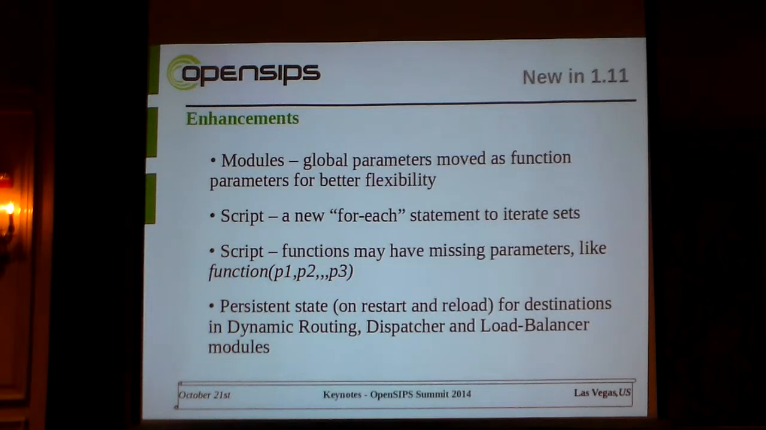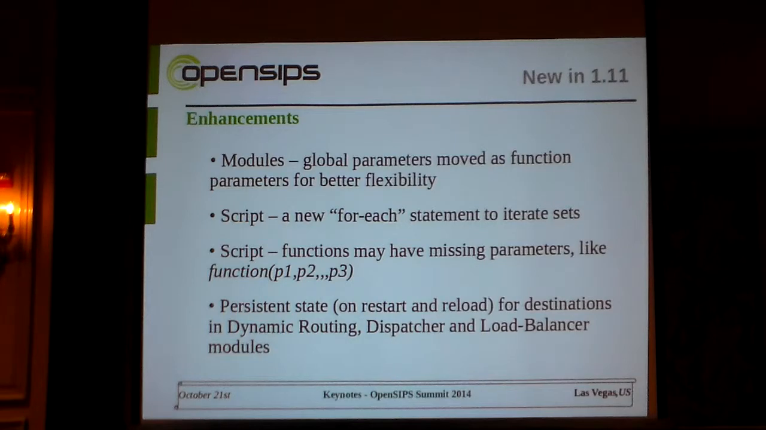Sometimes maybe you want to use a location with or without domain. In that case, if you do it as a module parameter, you don't have the flexibility to do it in both ways at the same time. So global parameters were moved to flags or parameters of the actual functions to give you better flexibility. We have the for each statement to help you with looping, because sometimes processing in the script becomes more and more complex, and you actually need such functionality.